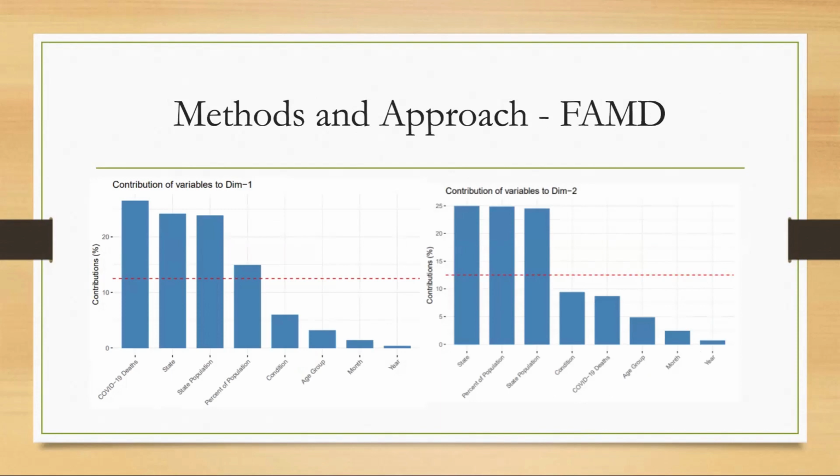This is essentially what our PCA was. We were looking at the contributions to variables. The way we looked at this is we broke it into two different dimensions, dimension 1 being a little bit of a higher contributor than dimension 2. You can see that some of the things that make a difference, obviously COVID-19 deaths, is on the top in dimension 1 there. But as you get into the next levels down, you have things like states and state population, percent of population.